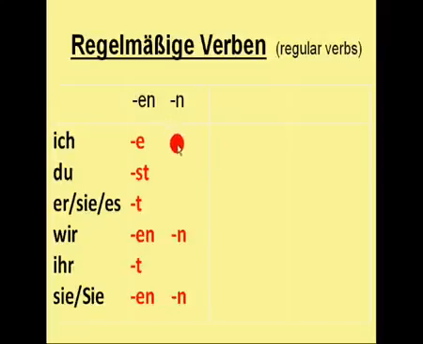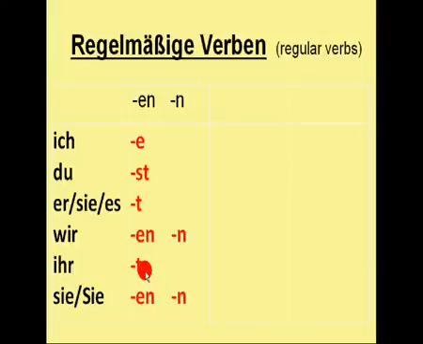For ich, it's the ending e. For du, it's the ending st. For er, sie, es, means he, she, it, it's the ending t. For wir, it's the ending en, if the infinitive form of this verb is also an en. And it's the ending with just an n, if the infinitive form of this verb is also just with n.